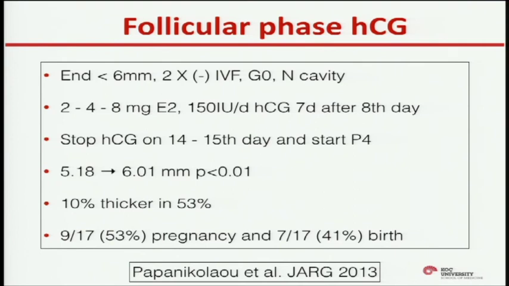So what does it mean? 10% means 6.6 from 6, 7.7 from 7. So these are all arbitrary outcome measures. And this is the pregnancy rates, 50% and 40% live birth rate. It is impressive, but it's uncontrolled, very low quality evidence.